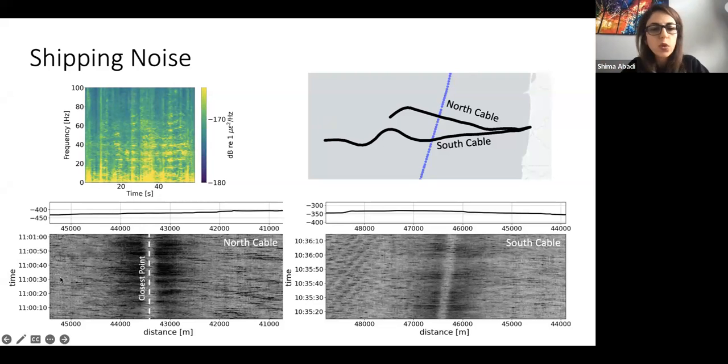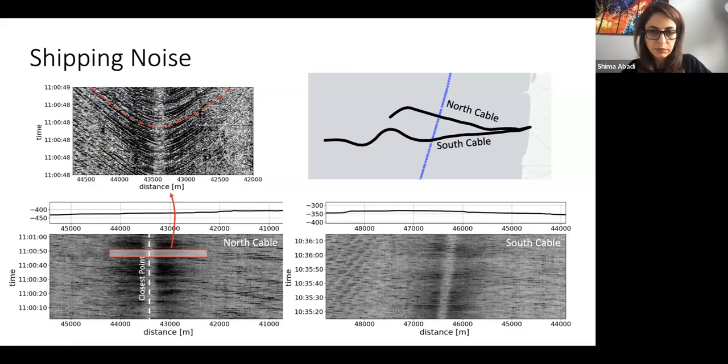For the north cable, the path was almost perpendicular to the cable, so you can see the straight line. But on the south cable, the path was at an angle, and you can clearly see that angle here. So it's very easy to track shipping noise with DAS.